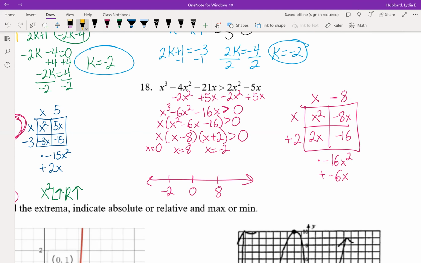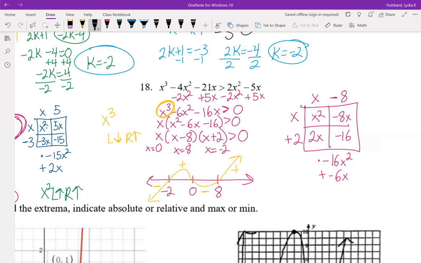Then I determined my end behavior. So my highest degree term is x to the third. It's positive, so that means my right side's going up. And it's odd, so my left is doing the opposite. The left is going down. So my graph would look something like this. So this is a negative interval, this is a positive interval, this is a negative interval, and this is a positive interval.